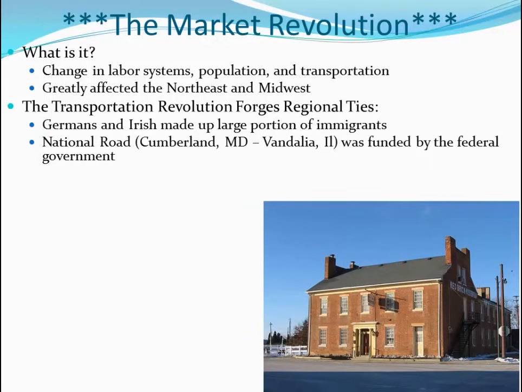We had the government building the National Road, which is also known as Cumberland Road, which extended from Cumberland, Maryland, all the way to Vandalia, Illinois. And this was funded by the federal government. And here's a building that you can visit that was built as a stop along the National Road, still there today. Canals and steamboats shrink distance.